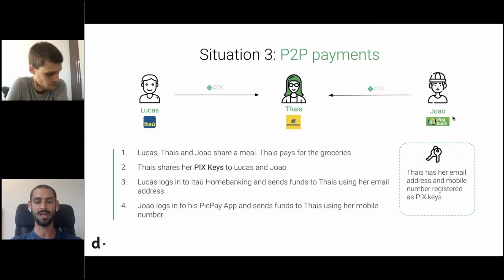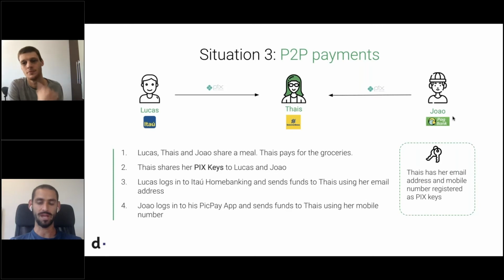So she will share with them her PIX keys. She did register. She has, for example, her bank, in this case Banco do Brasil. She did register two keys in her bank. One is her email address, and one is her mobile phone. So she will share with Lucas one of her keys, in this case her email, and she will share with Joao her mobile number.